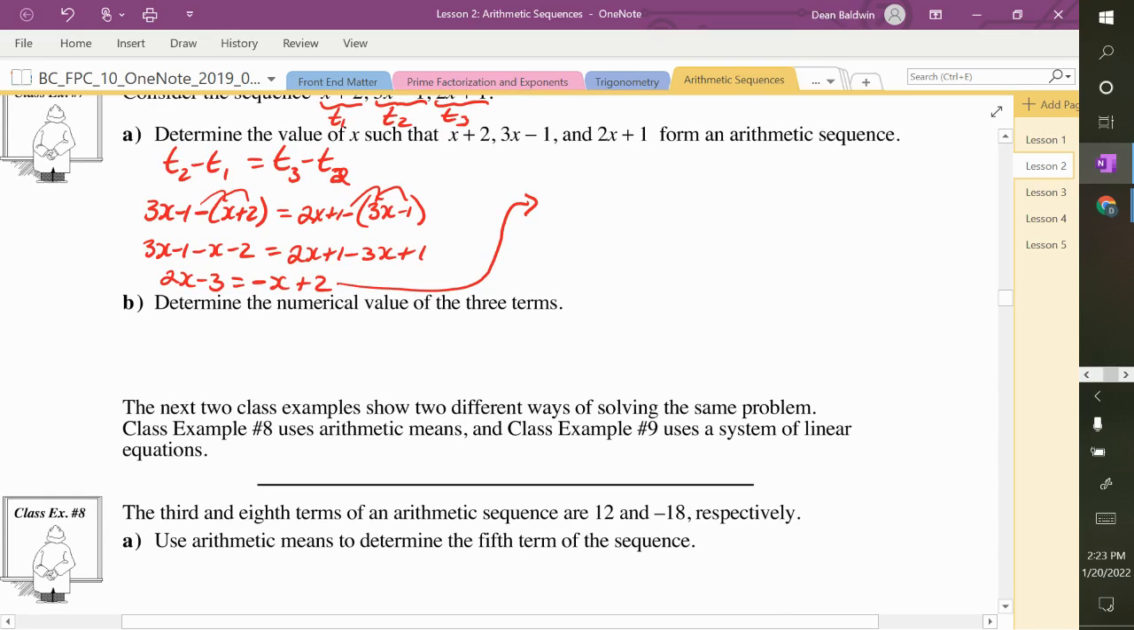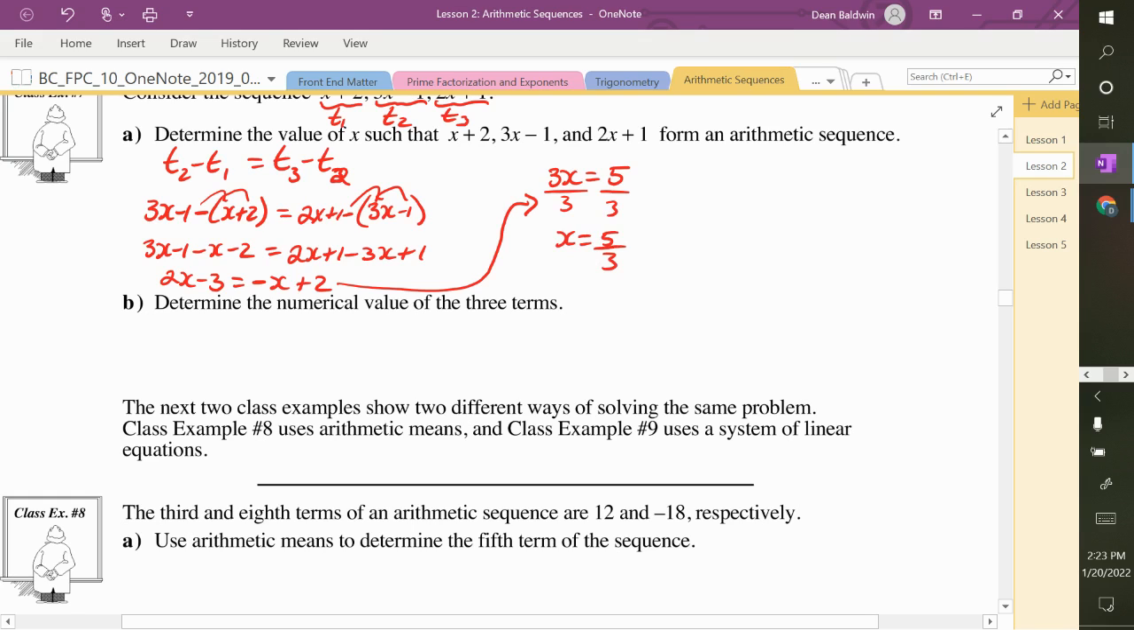What do I do with this bit of it now? Get all your x's to one side, get everything else to the other side. So I'm going to add this x over here to get 3x. I'm going to bring this 3 over here to get 5. And then what's my final step? Divide by 3. So x is equal to 5 over 3.